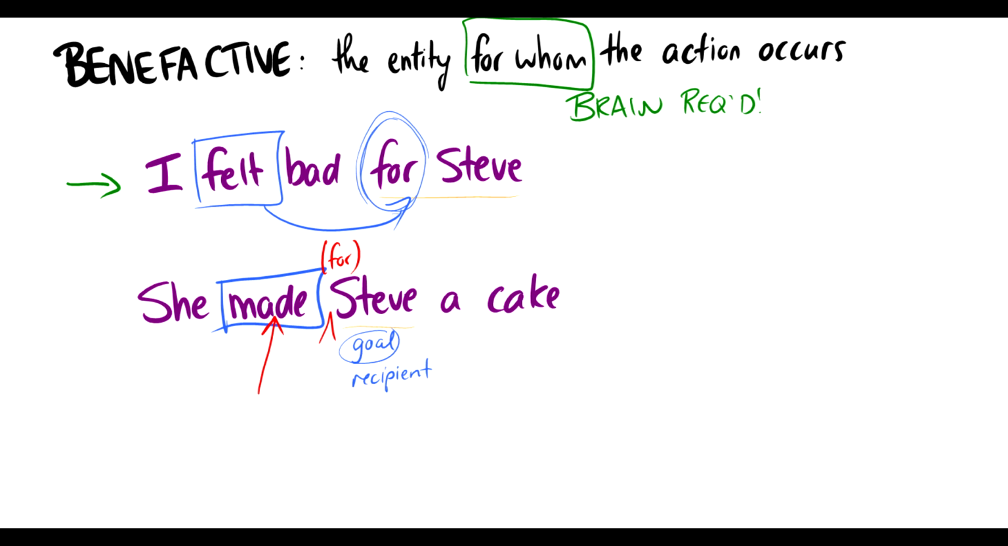Sometimes paraphrasing is necessary, but you can see that if she made a cake and she made Steve a cake, well, then clearly the cake was made for Steve. Otherwise, Steve wouldn't be included, so we also have Steve being the benefactor here.